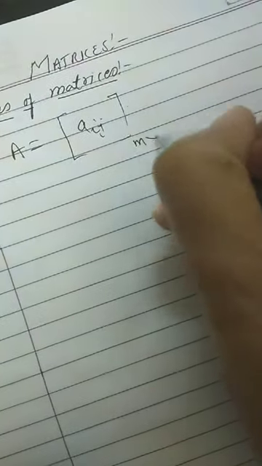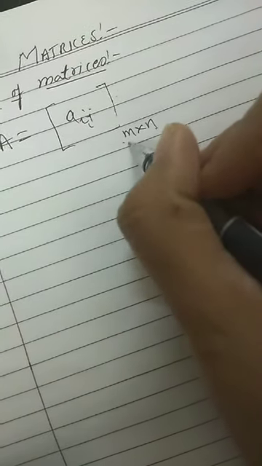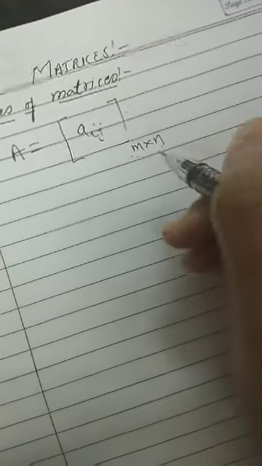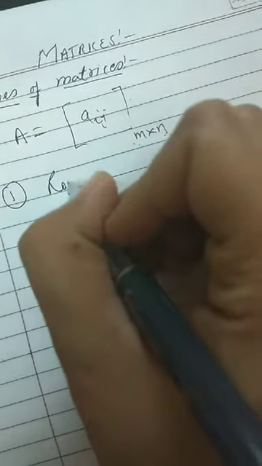If you remember, when we write a matrix A, with any element aij, the order of the matrix is given by m by n. That means m is the number of rows and n is the number of columns. Now the first type of matrix that we will discuss is the row matrix.